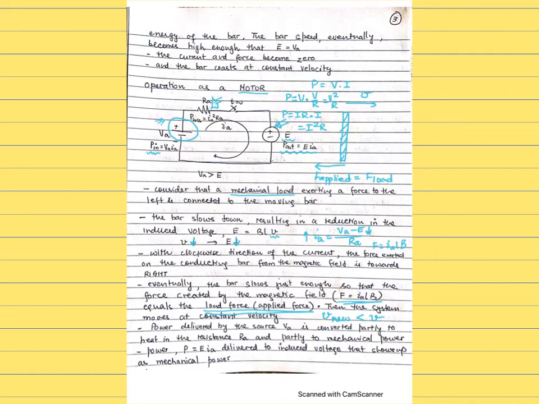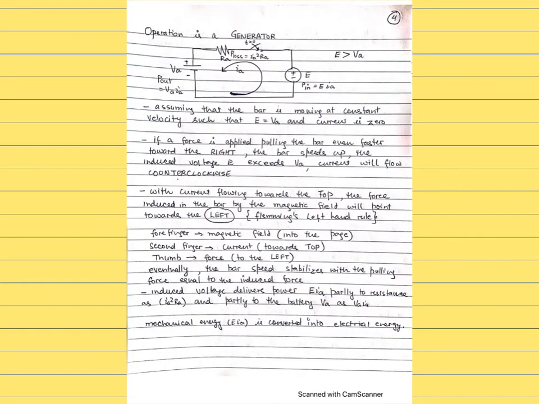So the power delivered by the source VA is converted partly to heat in the resistance and partly to mechanical power. The power P equals E times IA. That's the developed power inside the machine. That's the power output from the machine, which is used to take care of the mechanical load, and this will show up as mechanical power. So that's the operation as a motor.